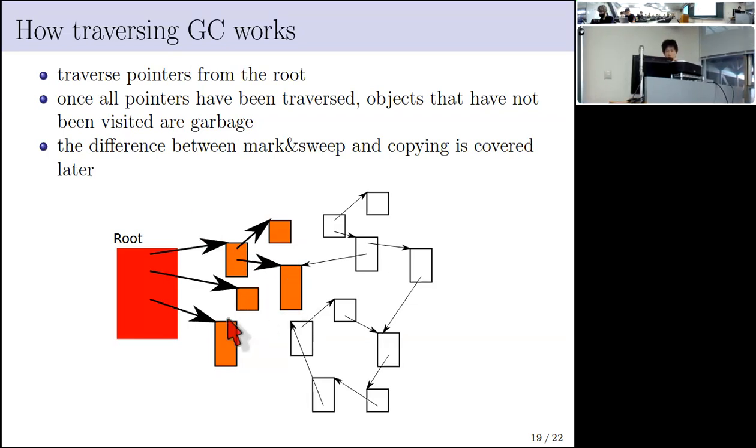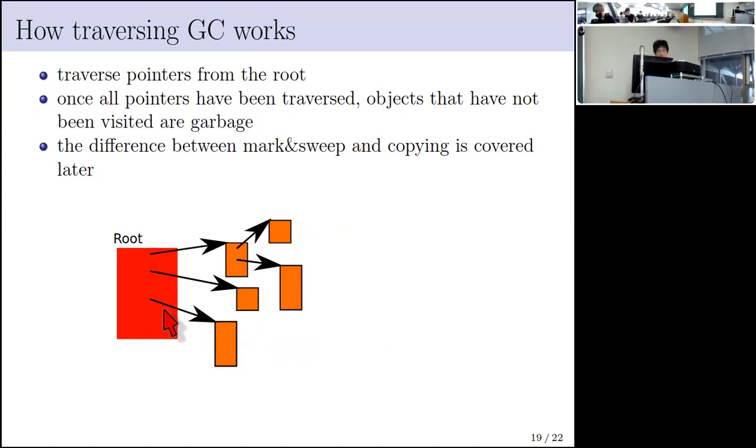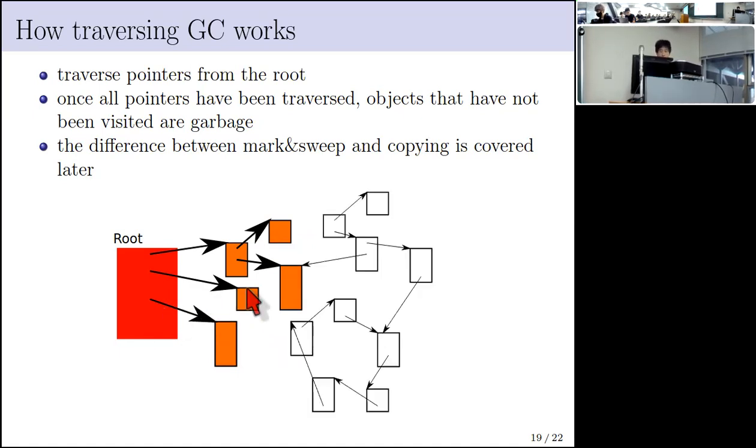So actually the traversing stops here. There are no more pointers from these orange or red objects pointing to objects that are not already orange or red. So the traversing stops here, and these white objects are identified as garbage, or reclaimable, unreachable, or whatever.